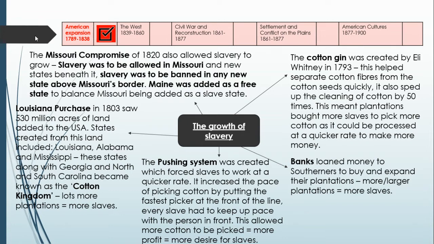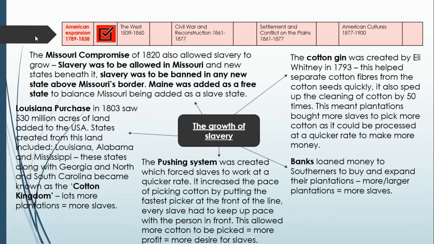Finally, we have the Missouri Compromise of 1820. Now you can clearly see that this is very important. There's lots of bold bits within this statement, so please make a note of this. In 1820, this compromise allows slavery to grow because slavery is allowed in the new state of Missouri and any states beneath it. So there is almost a line drawn across America. States below this line are allowed slavery, states above it are not allowed slavery.